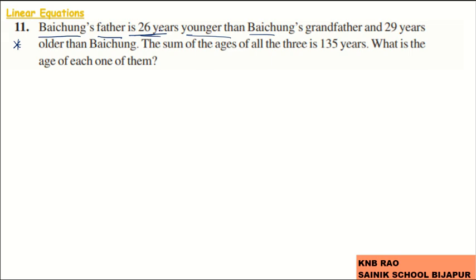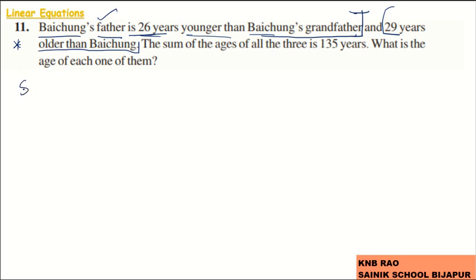So, Baichung's father is 26 years younger than Baichung's grandfather. It is not Baichung, it is Baichung's grandfather. So, here is the one sentence completion. From this, the next sentence is 29 years older than Baichung. So, who is 29 years older than Baichung? Baichung's father is 29 years older than Baichung.